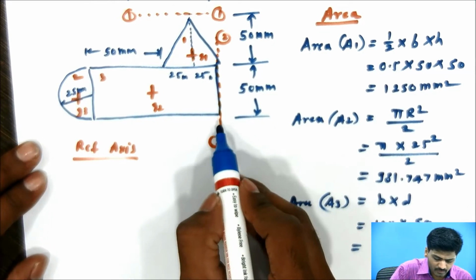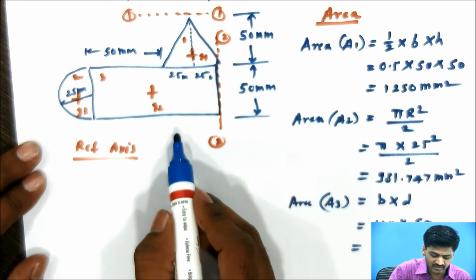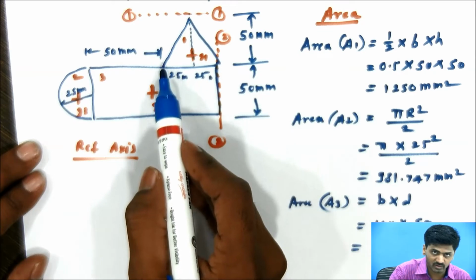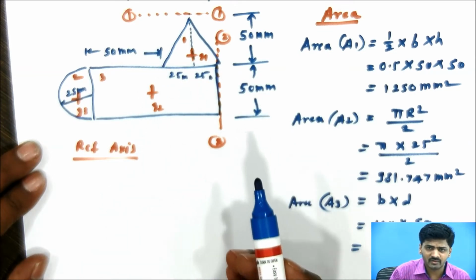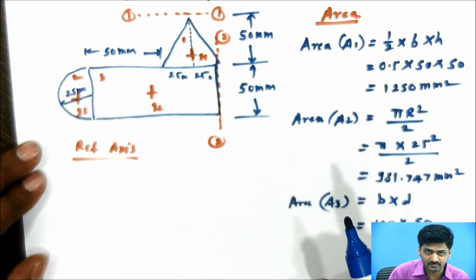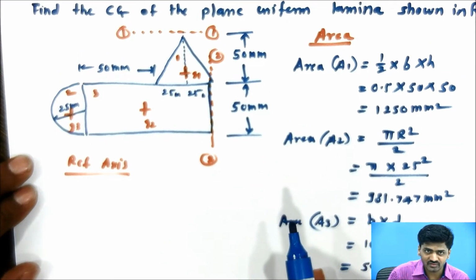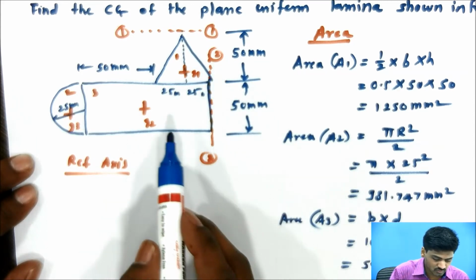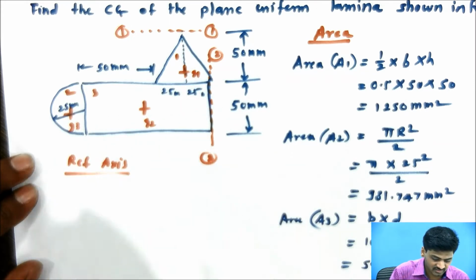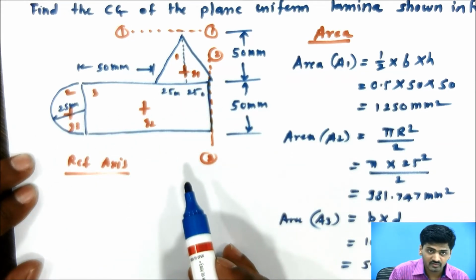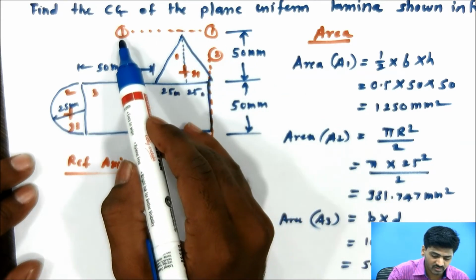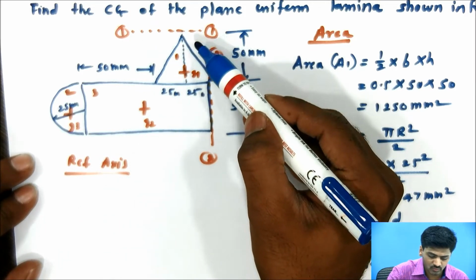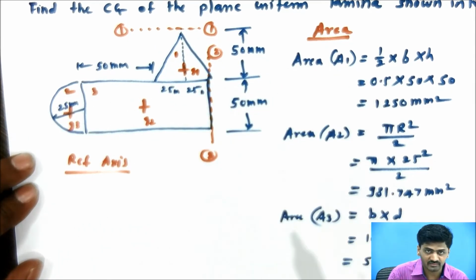So now from reference axis 2-2 you may identify x1, x2, x3. From reference axis 1-1 you may identify y1, y2, y3. What do you mean by x1, x2, x3? What do you mean by y1, y2, y3? x1, x2, x3 are nothing but the horizontal distances from reference axis 2-2 to small g1, g2 and g3. Similarly, y1, y2, y3 are nothing but the vertical distances from reference axis 1-1 to g1, g2 and g3.